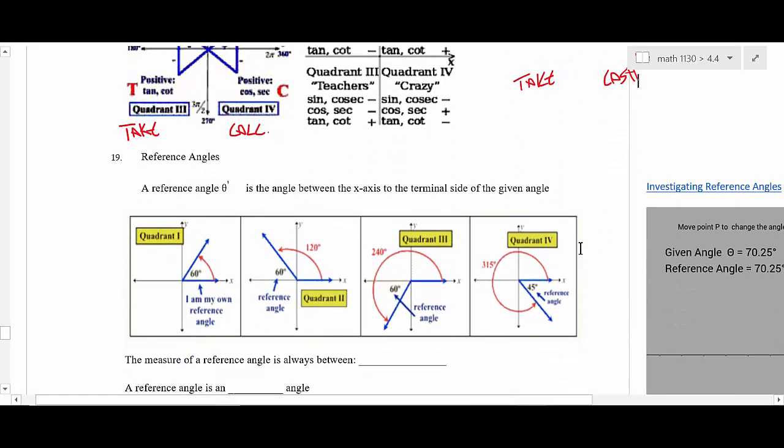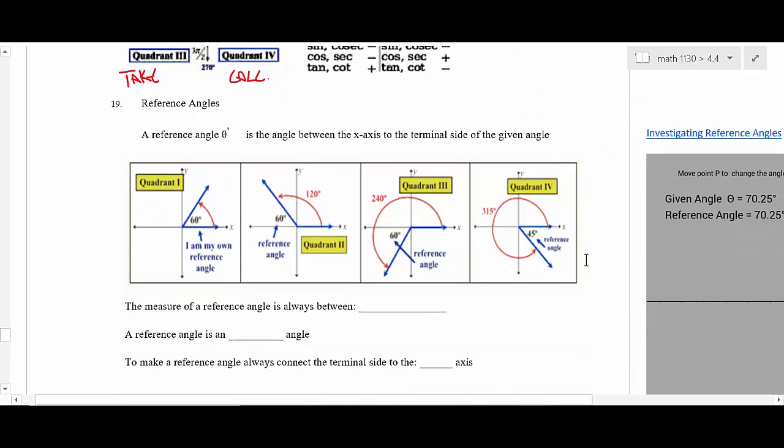Okay. Now we want to next talk about reference angles, and that's the last major topic that we have in here. Reference angles in trig, we usually use theta prime. That just means it's the reference angle to the angle that I'm giving you. And that's always going to be the angle between the x-axis and the terminal side of the angle. I just cut and pasted this diagram because I think it shows this well. If you're in quadrant 1, like a 60-degree angle, the reference angle is between the x-axis and the terminal side. So that would be your reference angle right there.